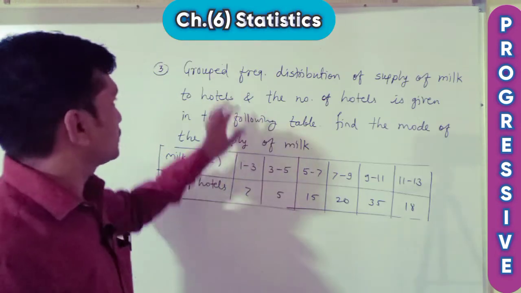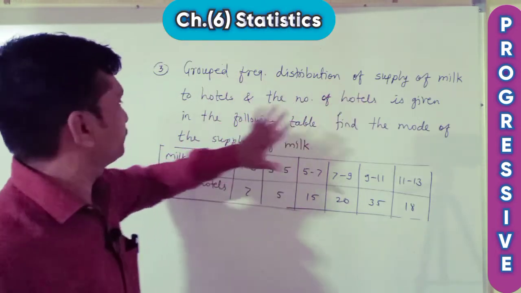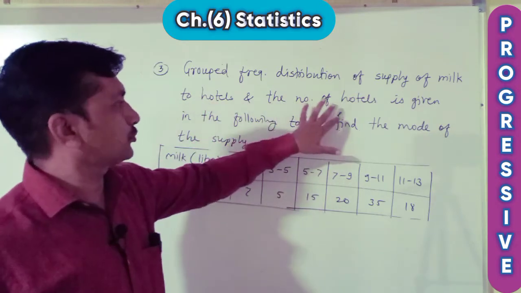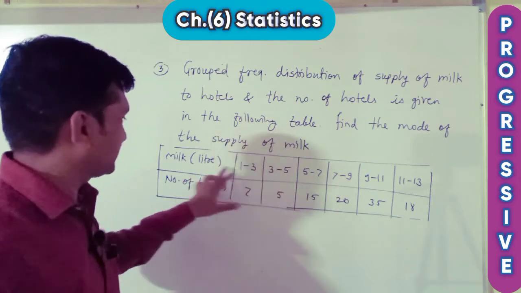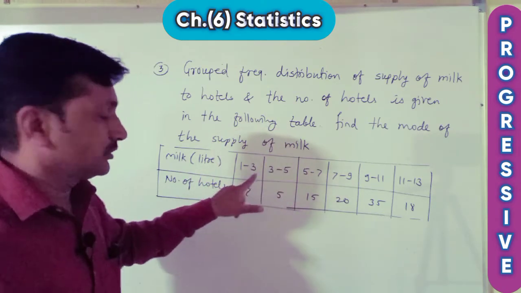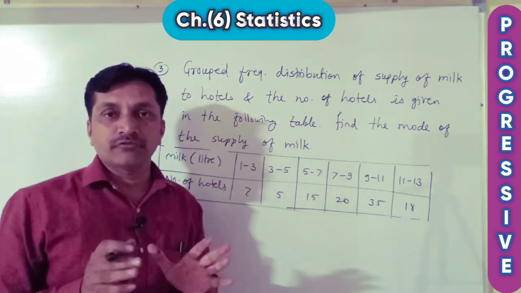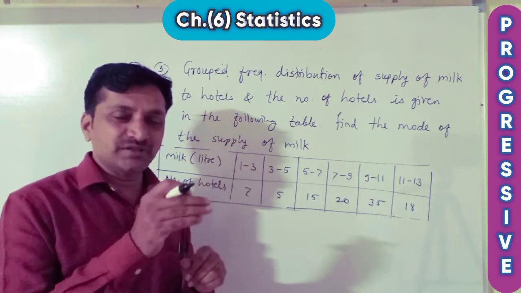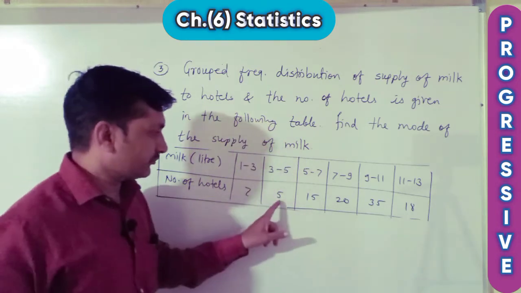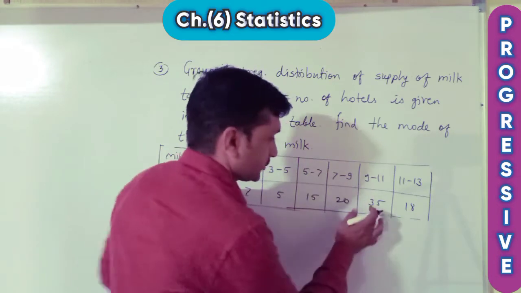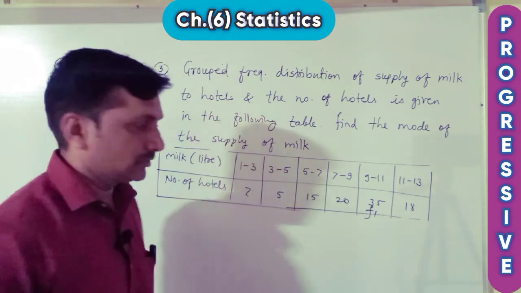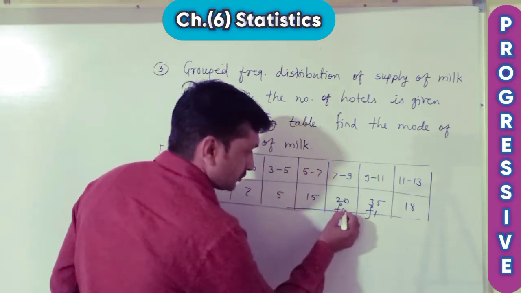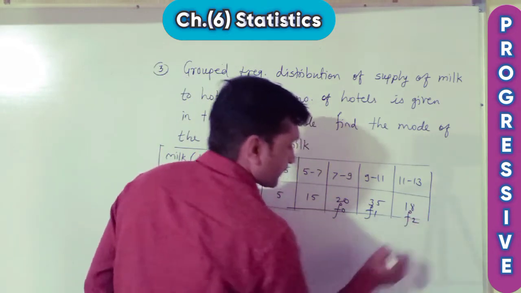Example number 3. The grouped frequency distribution of supply of milk to hotels and the number of hotels is given in the following table. Find the mode of the supply of milk. Here milk is given and number of hotels. Now as you know, first of all select the highest frequency: 7, 5, 15, 20, 35. 35 is highest. Consider it F1, previous F0, next F2.